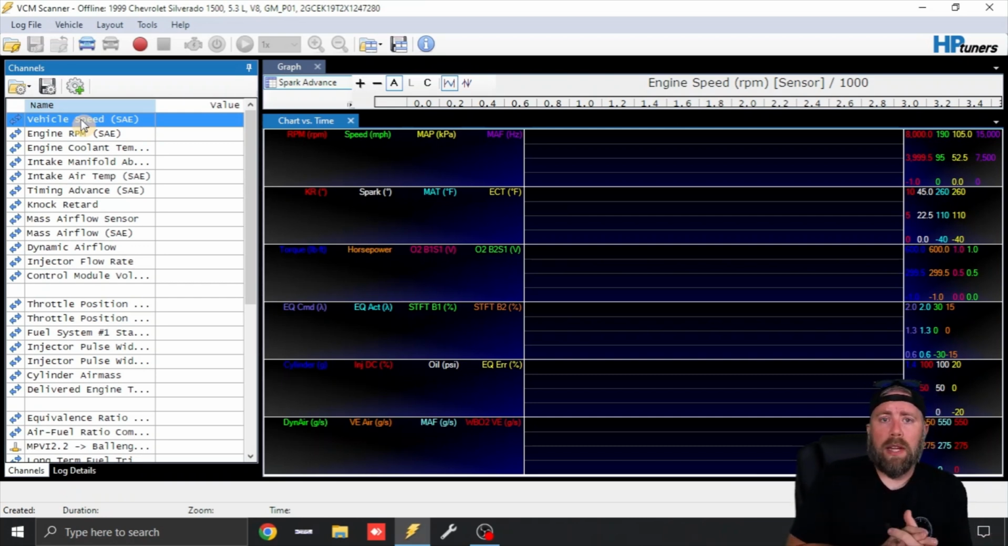Obviously, vehicle speed is just the miles per hour from the output shaft speed that's determined based off of gear ratio and tire size. So it is the physical miles per hour that the vehicle is running. You're going to want to log this for idle tuning and transmission tuning. It's just one of the most critical channels to watch.